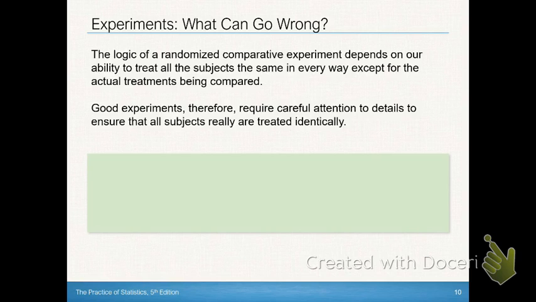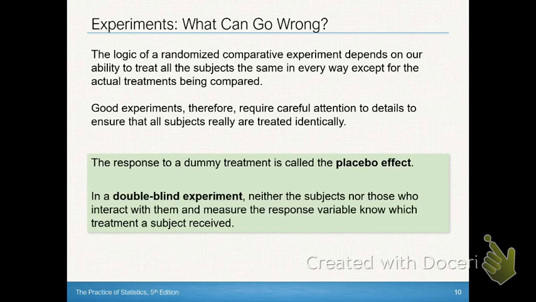There are some things that could go wrong when you do an experiment, and one of those is the placebo effect. If people think that they're going to get better, they might just get better. So you don't want people to know whether or not they're getting the actual treatment, and the way you do that is by blinding. So there's double blind and single blind.